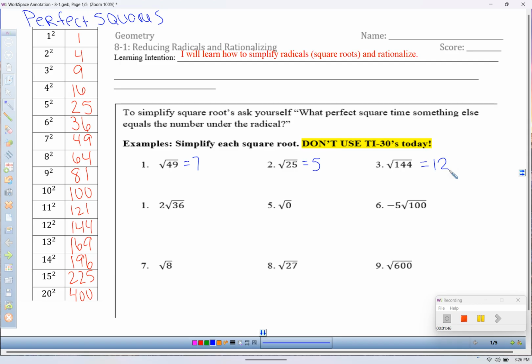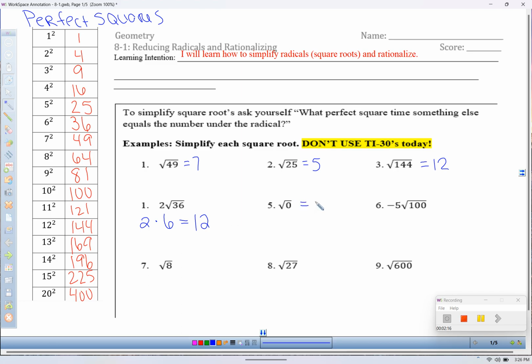Okay, now we're going to take it another step further. I have 2 times the square root of 36. Notice 2 is not inside of this radical. And remember, a radical is another word for square root, and this is a square root sign. 2 is not on the inside of it, it's on the outside. So I'm going to bring it down for the ride, and I'm going to figure the square root of 36. The square root of 36 is 6. So my answer is simply 2 times 6 is 12.